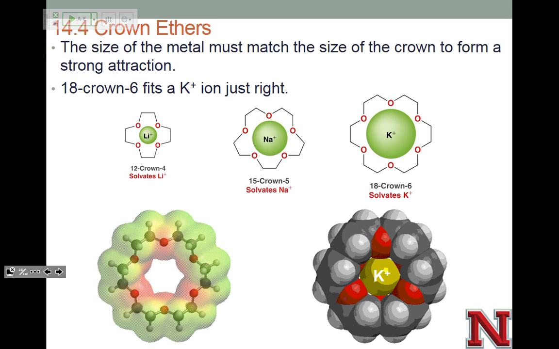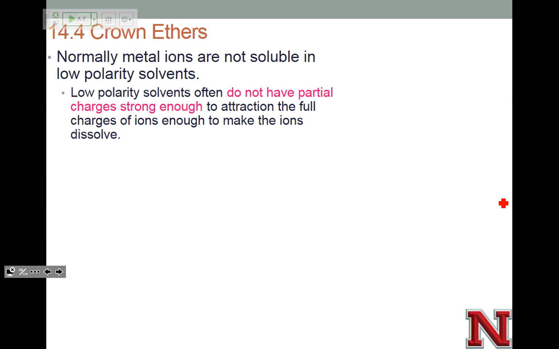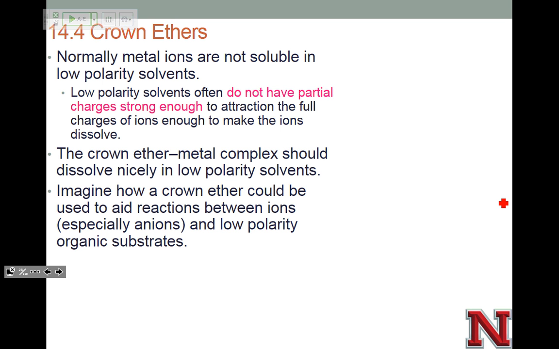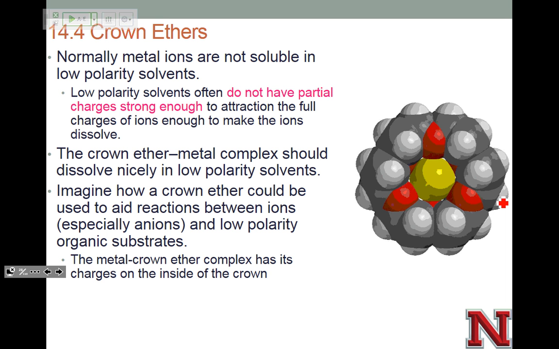Again, the ether will go in the middle, and that's going to be our polar part, and then the nonpolar is going to be on the outside, so then we can solubilize these in a nonpolar solvent. Why is that important? Well, normally our metal ions aren't soluble in low polarity solvents because we don't have enough partial charge to solubilize them. But if we were trying to do a reaction with a low polarity organic solvent, because let's say our organic molecule didn't have a lot of polarity, we can use these to make the reaction happen because it'll solubilize our counterion.